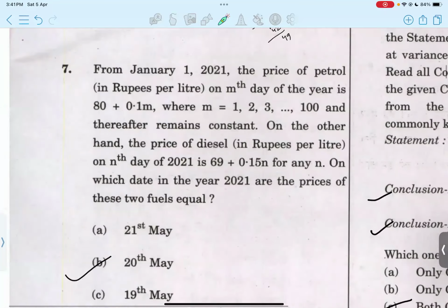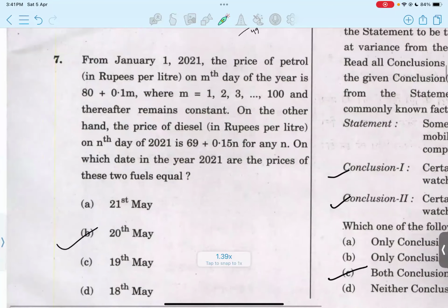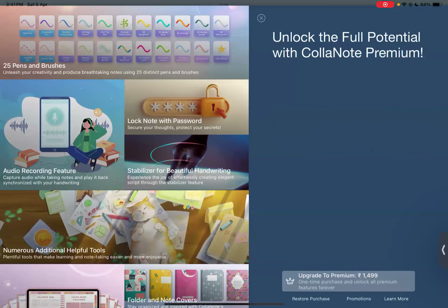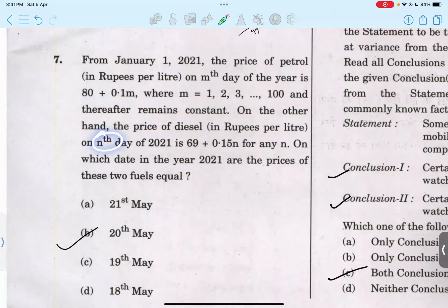In question number 7, we see that there's a date given for January 2021, the price of petrol, and the equation for that is given. Here you just have to have a look that M can have a maximum value of 100. So this is there, and after this it remains constant. On the other hand, the price of diesel, and we have again the equation for this, N can be any value, and nth day and mth day. So this is also important for us to understand.